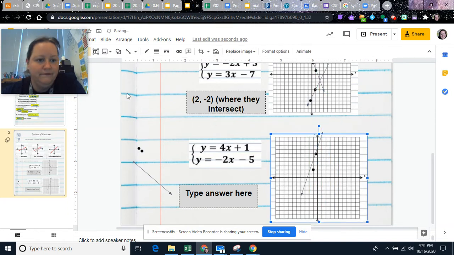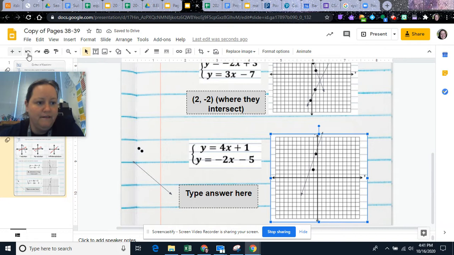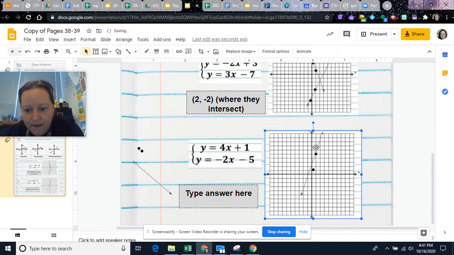Now I got to move me again. And so you'll keep doing that until you get it where it should be. You want it to go through both of them. So I'm getting closer. Okay, so that's pretty close. Then we're going to do the next one.